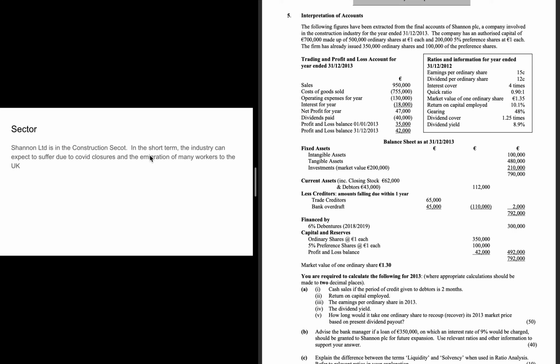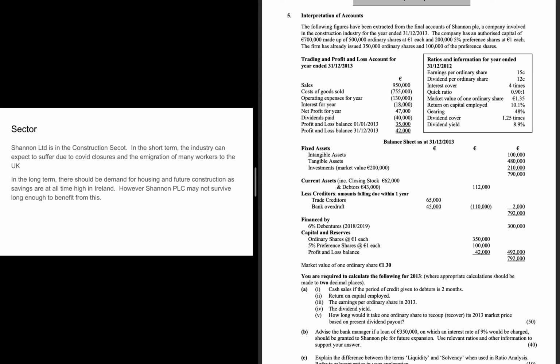In the short term, the industry can expect to suffer due to COVID closures. And I was thinking, well, what else can I say? There's emigration of many workers to the UK. That's actually true. A lot of construction workers have gone to the UK, where work is open.